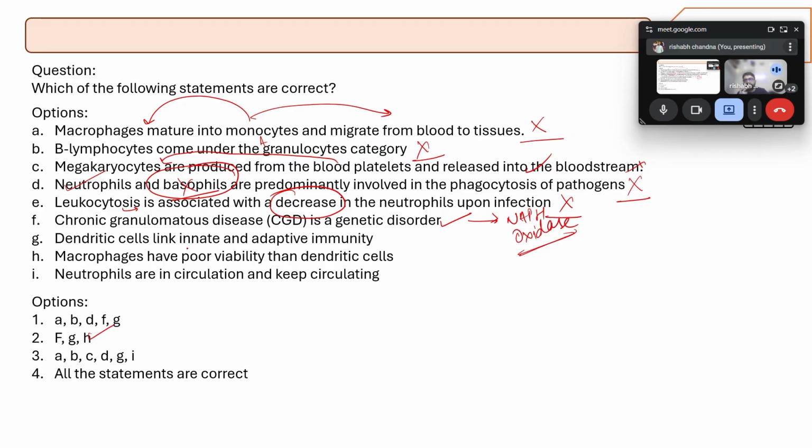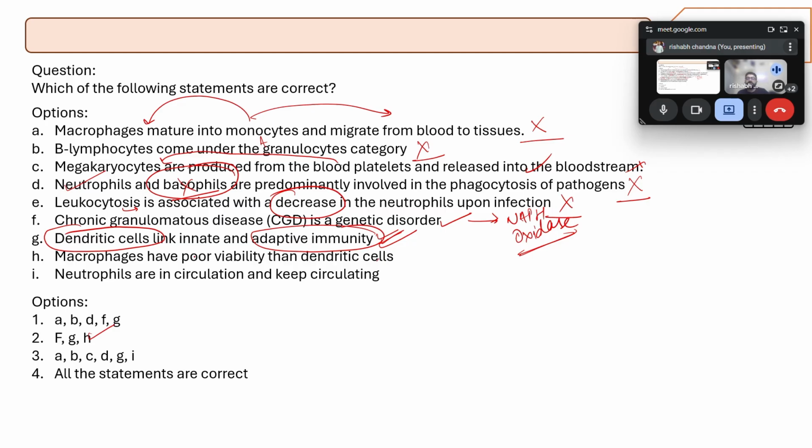Dendritic cells link innate and adaptive immunity. Yes, this is correct because dendritic cells are present in the tissue itself, that is, they are the first line of defense, and they also help in maturation and increasing the memory and the secondary immune response. So it is present also in the adaptive immunity.